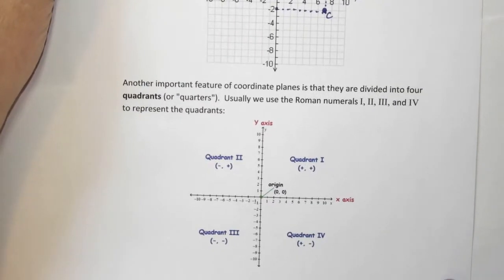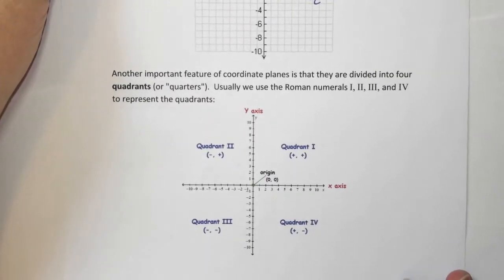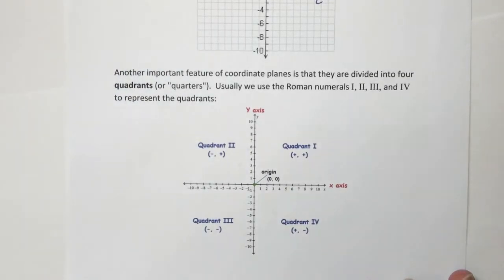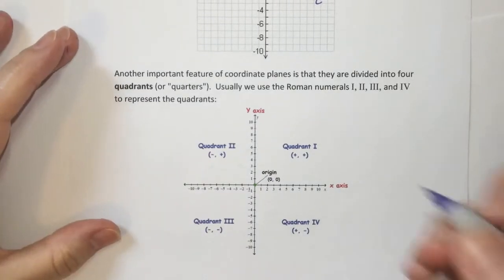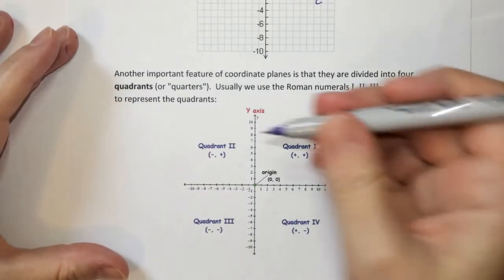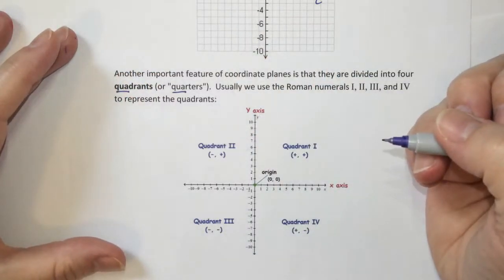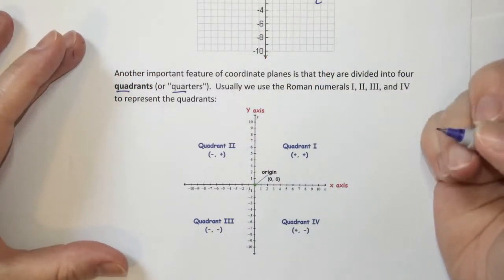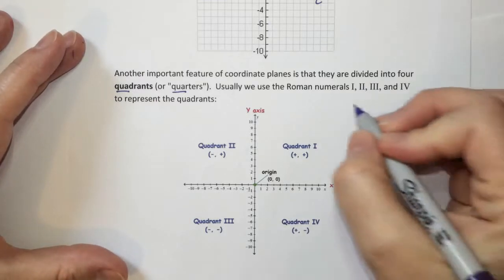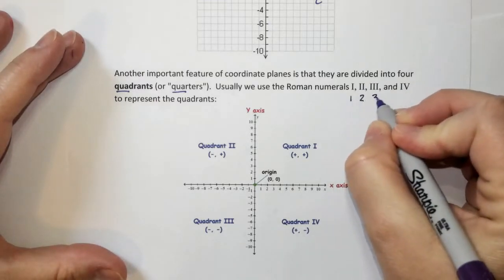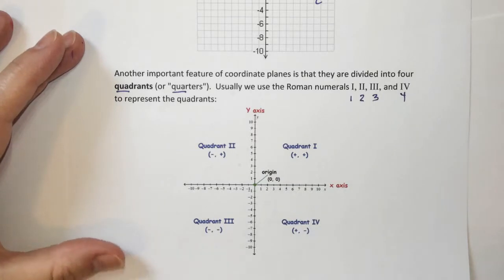Another important feature of coordinate planes is that they are divided into 4 quadrants or quarters. If you think about money, how many quarters are in a dollar? 4. Well, how many quadrants in a coordinate plane? 4. And you'll see the Roman numerals 1, 2, 3, and 4.